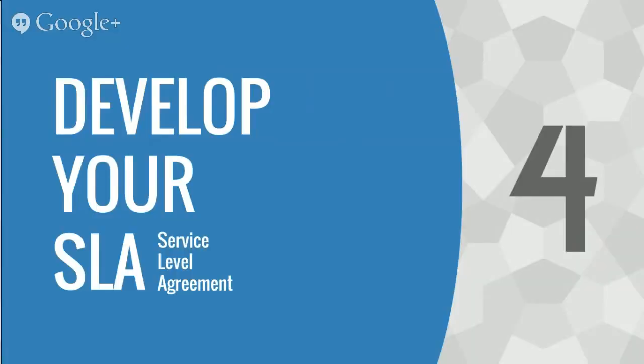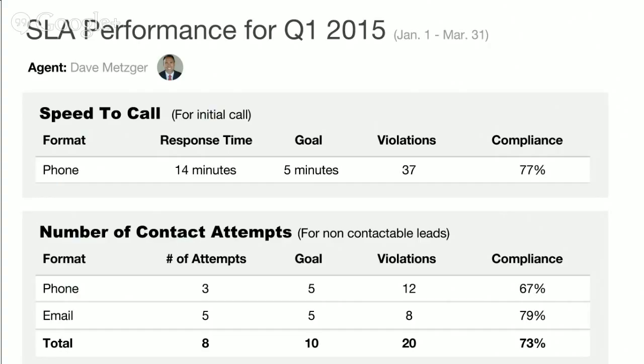Step 4. Develop your SLA. SLA stands for service level agreement. This is one of my favorite things to talk about. I wish more companies were doing this. This is what an SLA is. An SLA is basically a report card for the key primary metrics that you want to grade sales performance by.